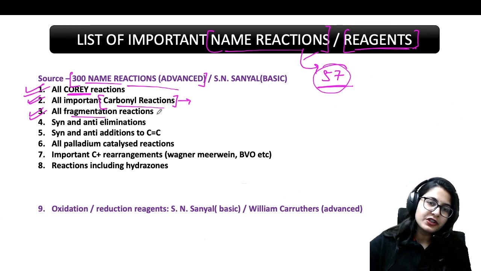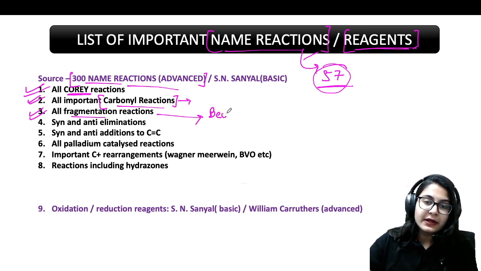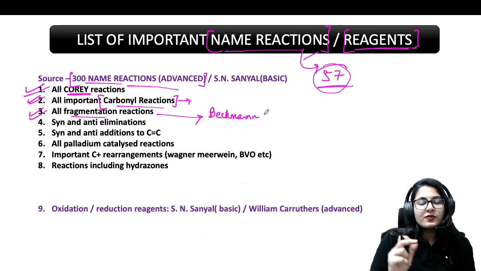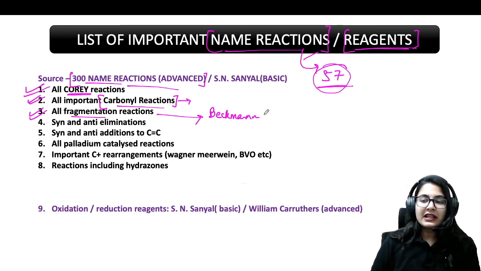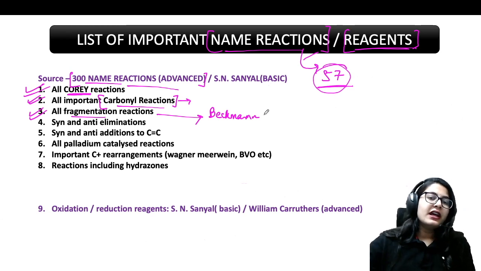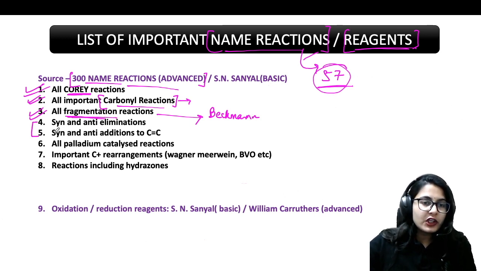Then, advanced level fragmentation reactions. Now what fragmentation? So you already have a video of fragmentation reactions that has the Beckmann fragmentation. Okay, you'll get it by the name Beckmann rearrangement and more. In that, there is Beckmann fragmentation, and apart from that there is Grob fragmentation, Eschenmoser fragmentation, right? So all of these fragmentation reactions are already uploaded. Please see them.